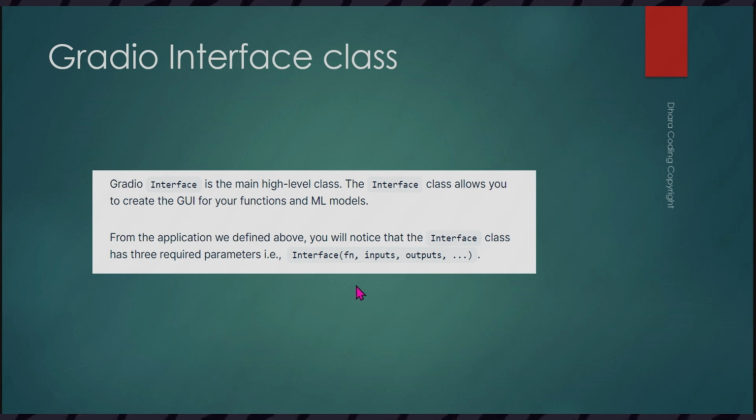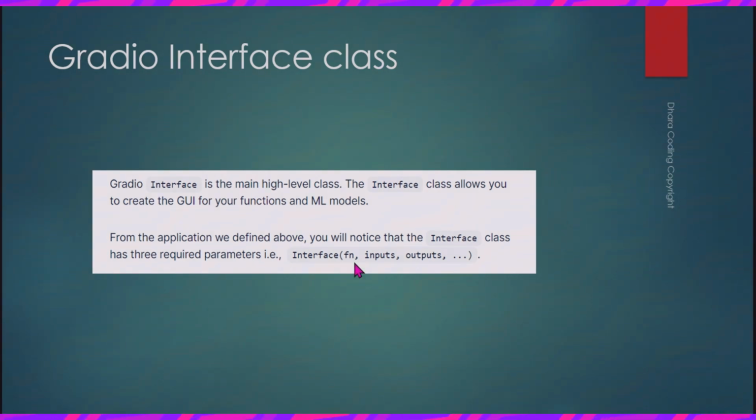The Gradio interface has three main parts. It has other parts also, but we look into three. The first is the function. Here it could be the machine learning model name, or it could be the function name, and inside that function there could be a machine learning model that we can use. The second is the input, it will accept the input here, and this is the output.